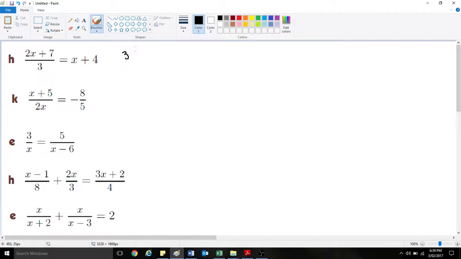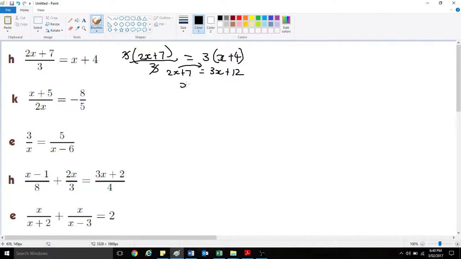Now that's going to give us 3 times 2x plus 7 on top of 3 is equal to 3 times x plus 4. Okay, so now we have 3 here at the top and the bottom, so that can cancel. So we're going to have 2x plus 7 is equal to 3x plus 12. And now it's just a matter of moving the x's onto one side and the number on the other, and we can see it's going to be easier to move the x over this side, so we're going to take 2x from both sides and take 12 from both sides. We're going to get x is equal to minus 5.